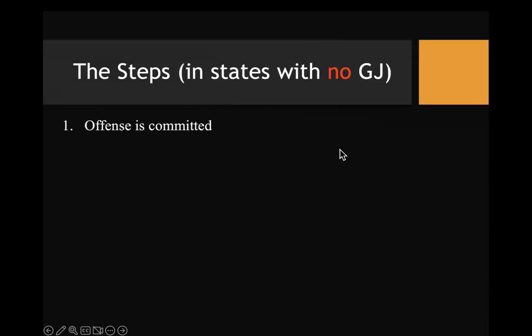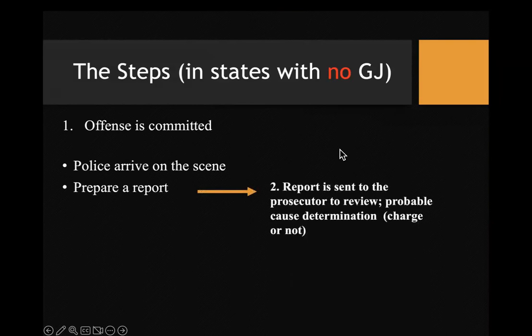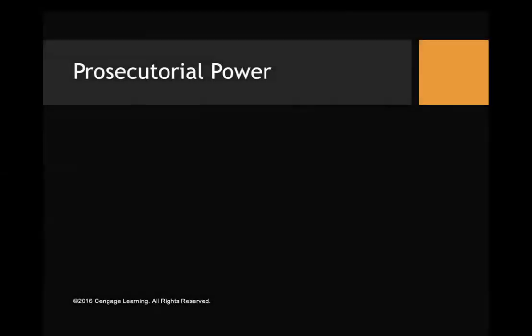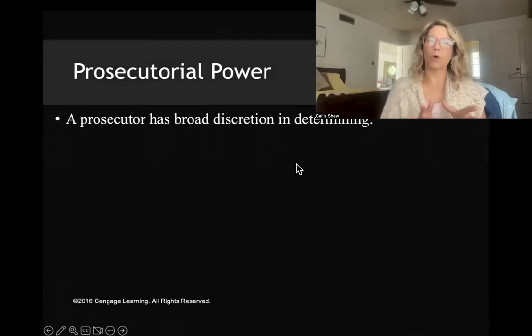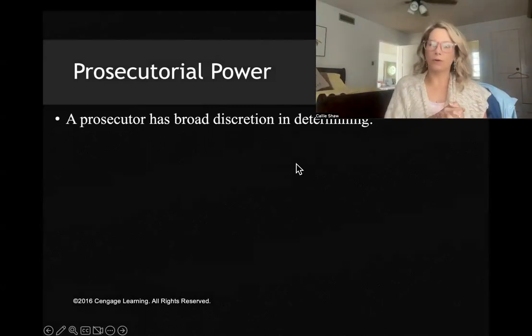The offense is committed. So Bob commits murder. The police arrive on the scene. They prepare a report. And this involves talking to witnesses, taking victim statements, collecting evidence. And that report is ultimately sent to the prosecutor, the district attorney, for instance. And that district attorney or that prosecutor determines whether or not there's probable cause to charge or not charge the person at issue.